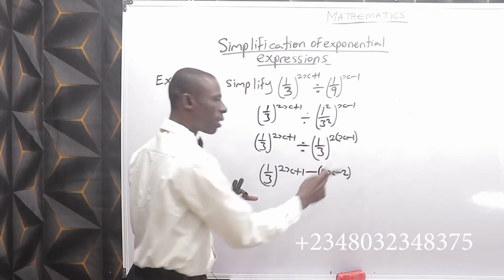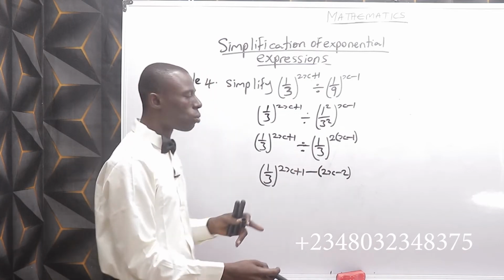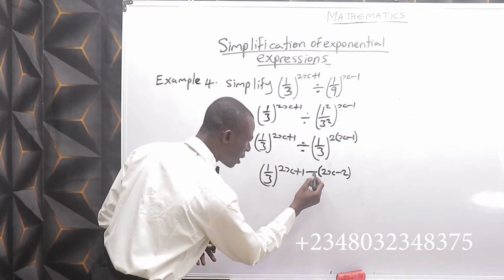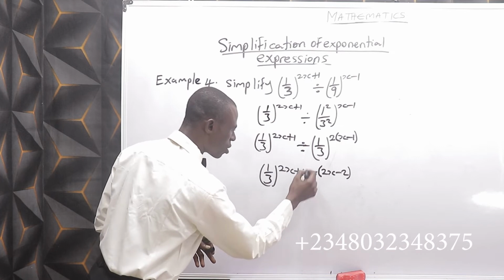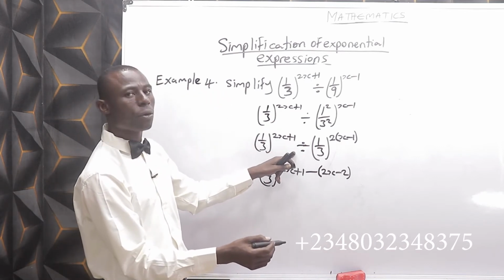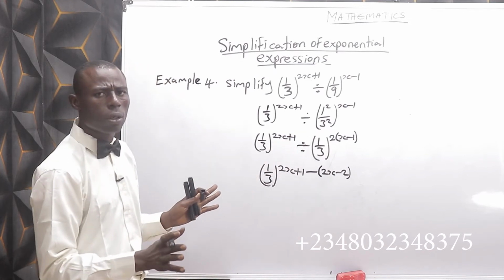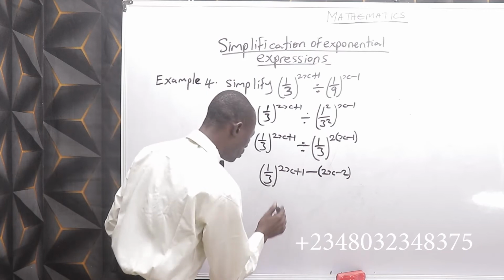When you open this bracket with 2, 2 times x is 2x. 2 times minus 1 is minus 2. But this negative sign here is as a result of the division sign here, which changes to subtraction, which is one of the rules of indices.